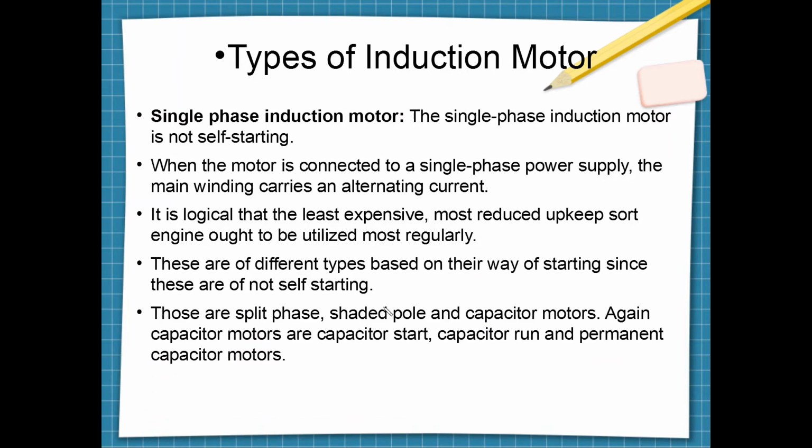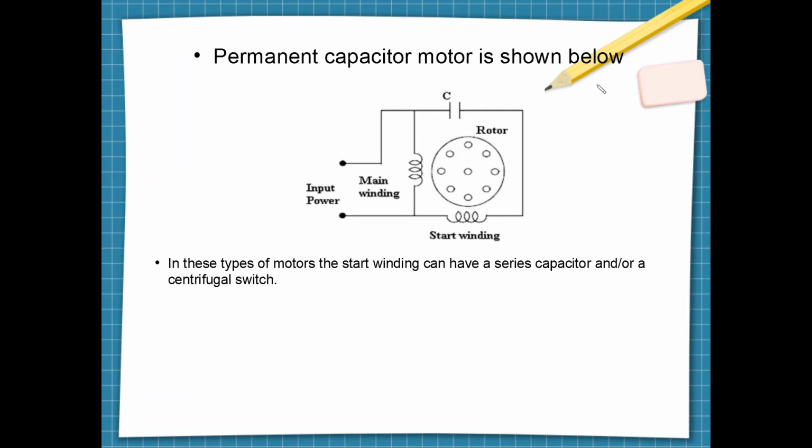Those are split phase, shaded pole, and capacitor motors. Again, capacitor motors are capacitor start, capacitor run, and permanent capacitor motors. A permanent capacitor motor is shown below so that you can get an overview of it. Here we can give input power, that is AC current, and after that here is the main winding, here is the rotor and start winding.